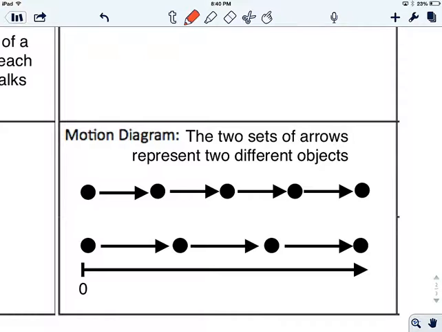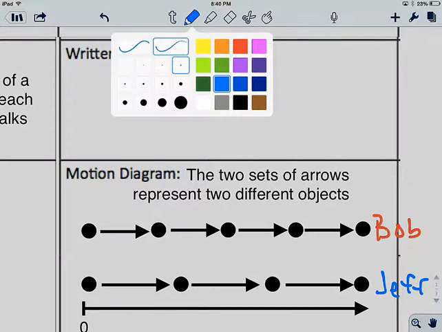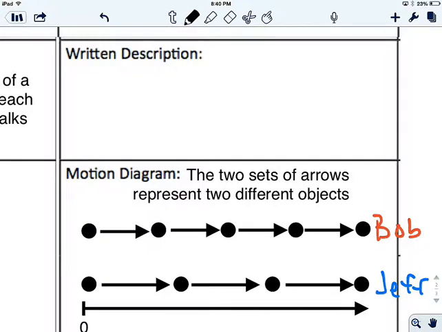I'm going to go ahead and name them. I'm going to call this one Bob, and I'm going to call this next one Jeff. Bob and Jeff. Okay, so let's think about what do we know about Bob and Jeff. I really think in these, it's a great idea to write your written description first to try and paraphrase the whole situation for yourself.